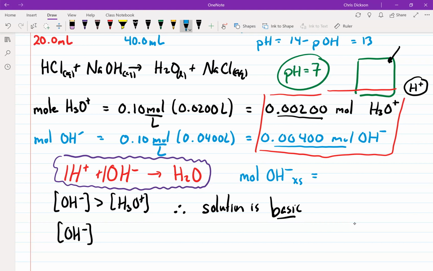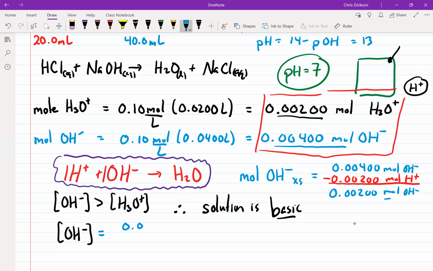So let's find that out. Basically we have 0.00400 moles of OH, and we're reacting it with 0.00200 moles of H pluses or hydronium. Assuming they all react one to one, we would have an excess of 0.00200 moles of OH. That would be the excess moles, but in order to find pH, we actually need to know the concentration of the hydroxide. So the concentration of hydroxide is going to equal the number of moles in excess, how much we have left over, which is that number.